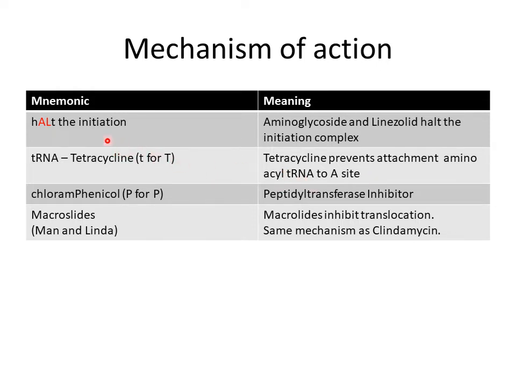So in your question stem, if you see things about the initiator complex and which drug will act on the initiator complex, aminoglycoside and linezolid are the drugs you have to go for. If you see the drug that will inhibit the tRNA, go for tetracycline. And the enzyme used for the elongation of the amino acid chain, the peptidyl transferase enzyme, which transfers the amino acid from a tRNA to another tRNA to elongate the chain, chloramphenicol acts on it. So P for P. The only drug from our protein synthesis inhibitor class which has the letter P in it is chloramphenicol. Remember, phenicol as P, P for P, chloramphenicol is a peptidyl transferase inhibitor.